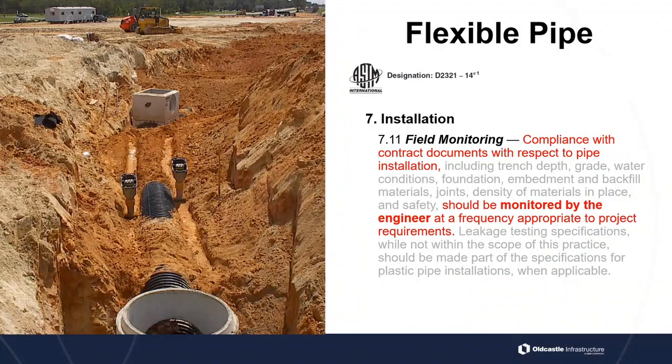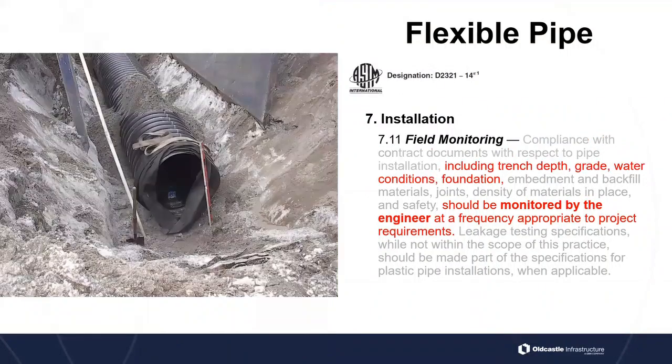All right. So with field monitoring, again, compliance with contract documents with respect to pipe installation should be monitored by the engineer to make sure that it meets the project requirements, make sure that it's connecting correctly. All of this falls on the engineer. So when we look at this trench here without trench boxes, it's pretty wide. It's pretty high there. Does that meet safety OSHA requirements and safety requirements? Hard to say. It depends on how that slope's laid back, but it's going to be really hard to meet that. So that's, again, the responsibility of the engineer to make sure that that's being done correctly, right?